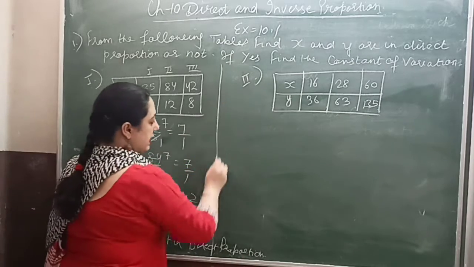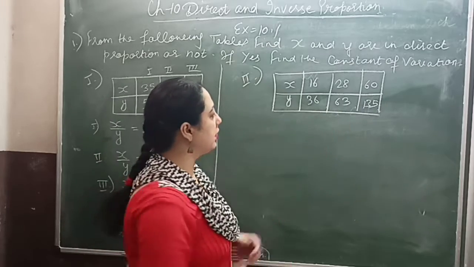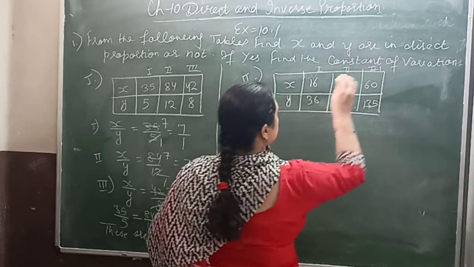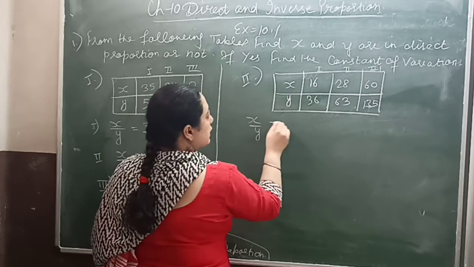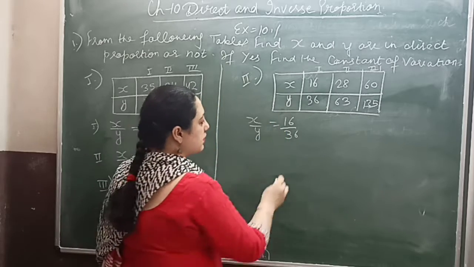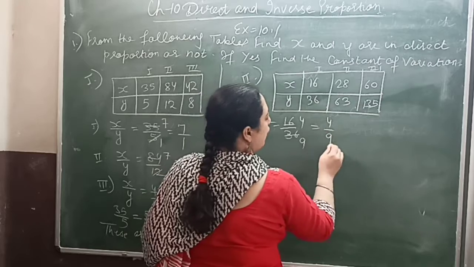Now, come to the second part. In the second part, again we find the ratio of each column. Let us take the first, second and third. Now, x over y is 16 over 36. Now do the cutting of these two: 4 nines are 36 and 4 fours are 16. So this is 4 over 9.